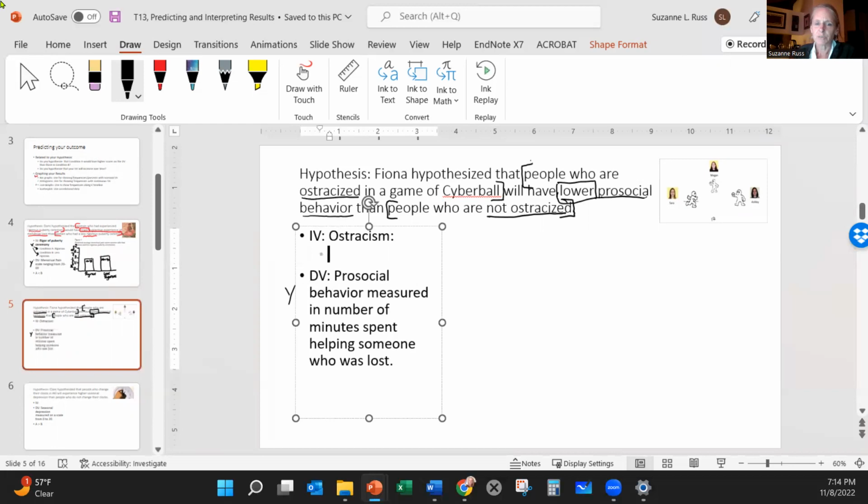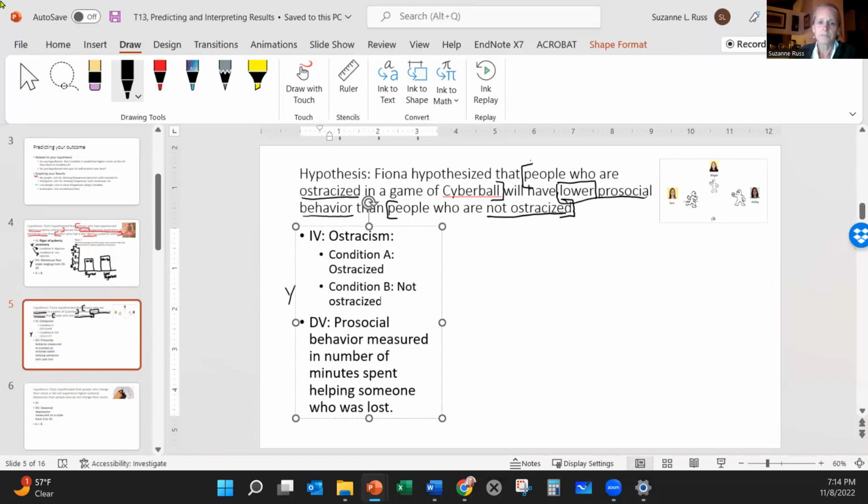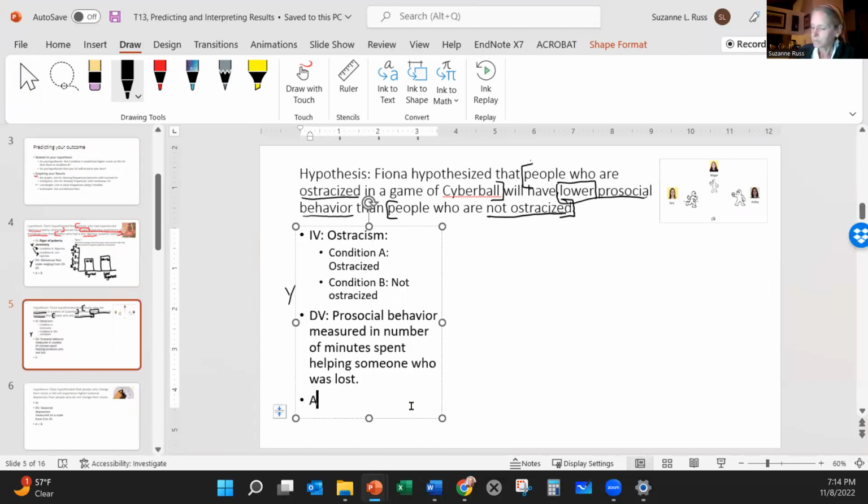And we have condition 1, or condition A, ostracized. And condition B, not ostracized. And if we go to the bottom here and write our direction, we know from that word lower that we already put a box around that A is going to be lower than B. So let's go ahead and make another bar graph.